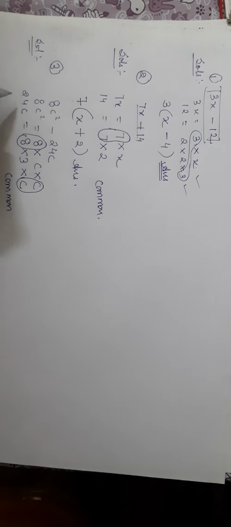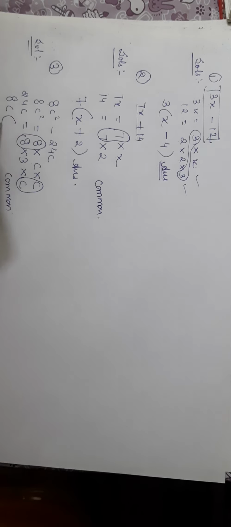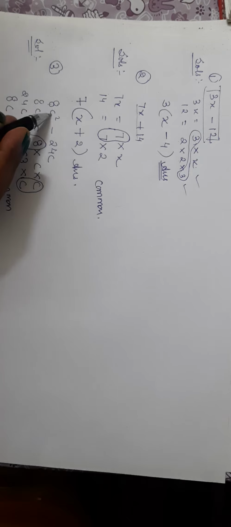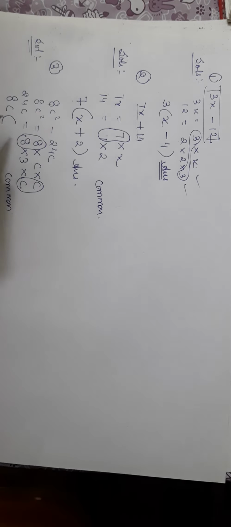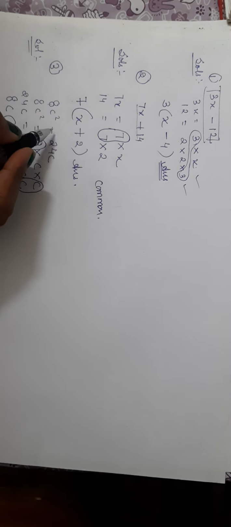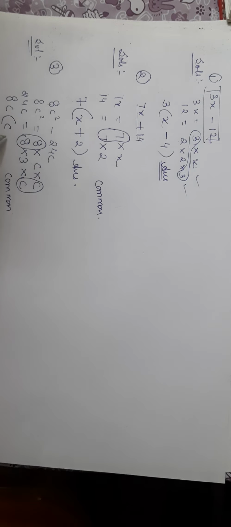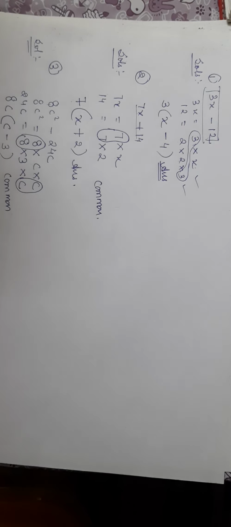You can take out the common factor from both the terms. So here 8c is common. If you have taken out 8c from here, what is left? c. Now, the subtraction sign is there, so here it will be subtraction. Now what is left? 3. So 8 3s are 24. So what is the answer? 8c(c minus 3) is the answer.